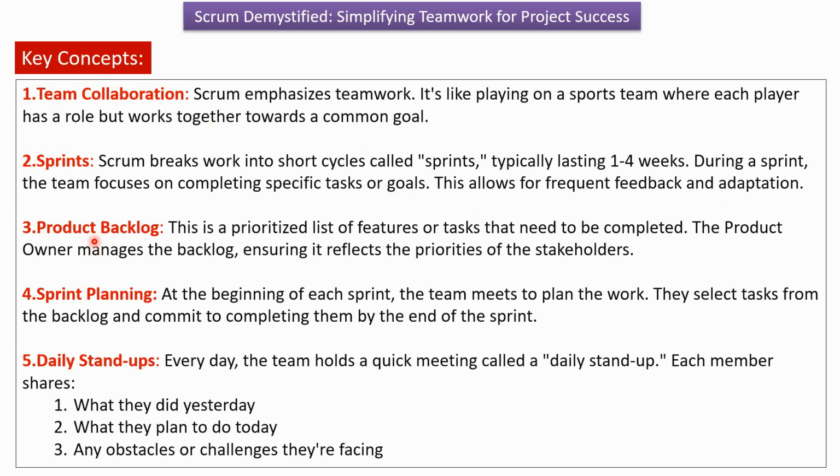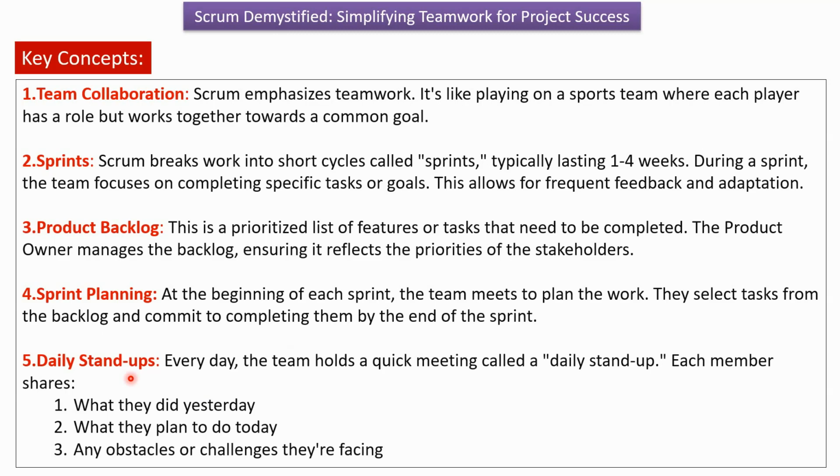The third point is the product backlog. The product backlog is a prioritized list of features or tasks that need to be completed. The product owner manages the product backlog, ensuring the product backlog reflects the priorities of the stakeholders. Fourth point is sprint planning. At the beginning of each sprint, the team needs to plan the work. They select tasks from the product backlog and commit to completing them by the end of the sprint.